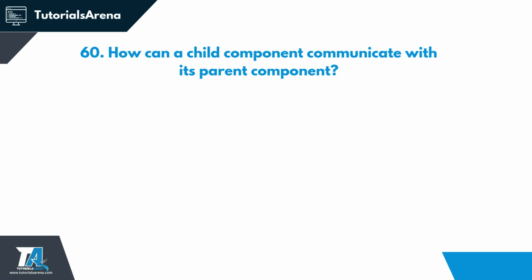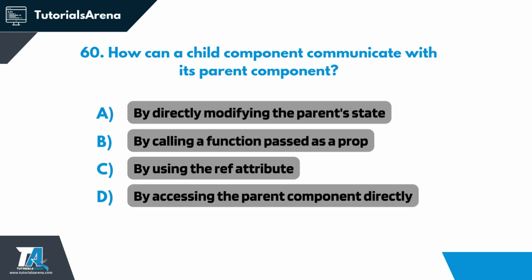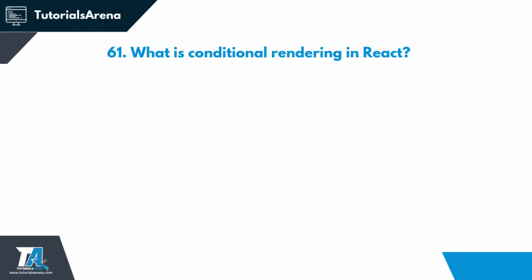Question 60. How can a child component communicate with its parent component? The options are Option A, by directly modifying the parent's state. Option B, by calling a function passed as a prop. Option C, by using the ref attribute. Option D, by accessing the parent component directly. The correct answer is Option B, by calling a function passed as a prop. Moving on to the next question.